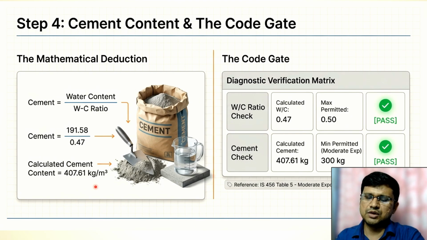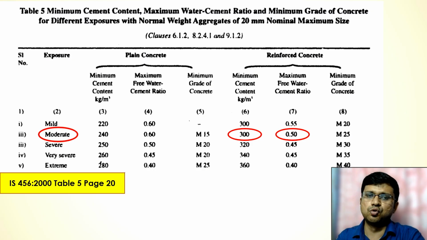Now after we get these two values, we have to perform two different checks. Now for this check, we have to go to table 5 of IS 456. This is a very important table, and this table is valid when the nominal maximum size of aggregate is 20 mm. If it is different, then what we have to do, we will get from the additional video. But for our particular problem, we know our nominal maximum size of aggregate is 20 mm, our exposure condition is moderate, and our concrete is RCC concrete.